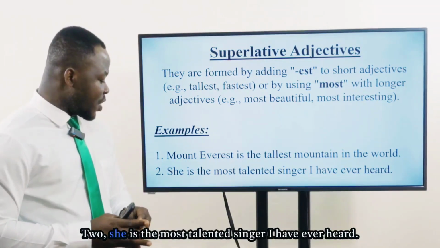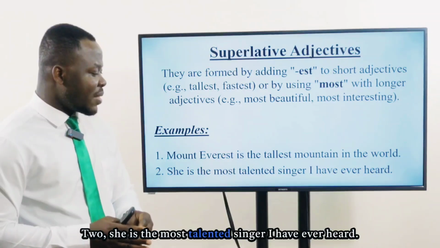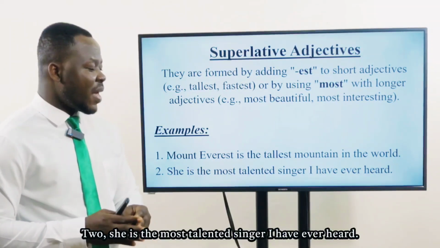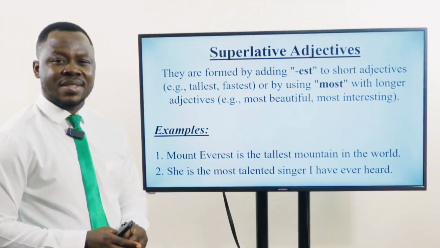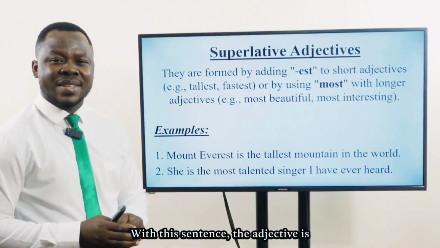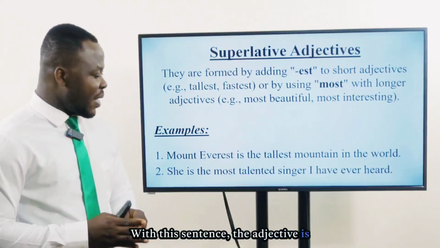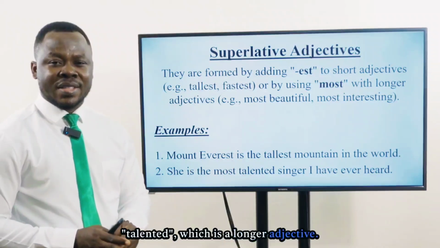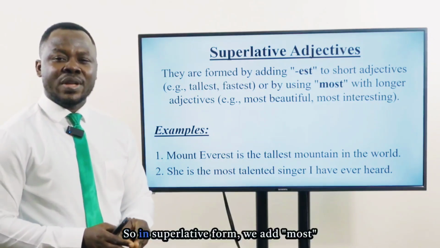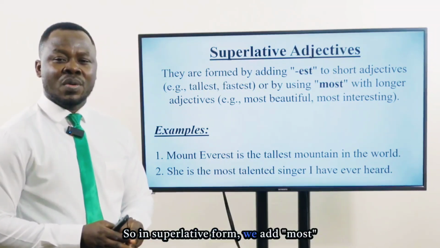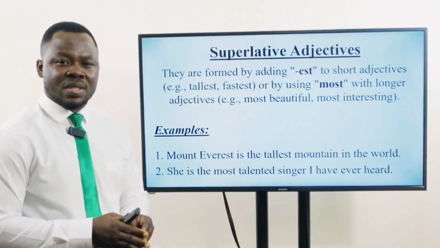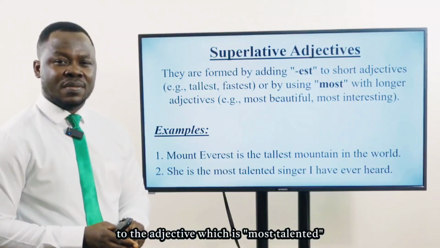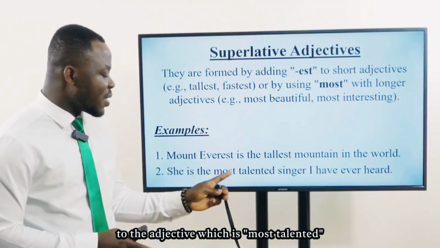2. She is the most talented singer I have ever heard. With this sentence, the adjective is talented, which is a longer adjective. So in superlative form, we add most to the adjective, which is most talented.